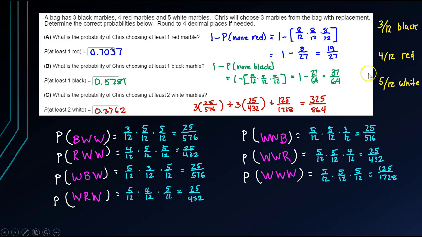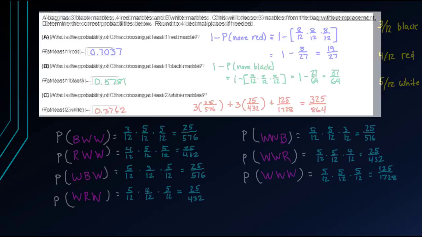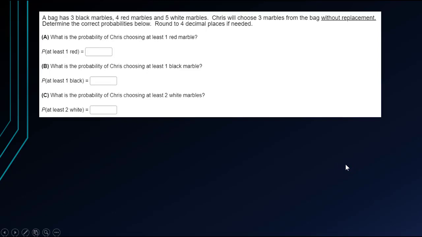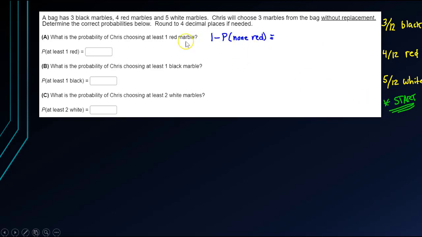Now, in the next instance, we're going to do this without replacement. So exact same situation. On the first draw, these are what the probabilities are, but what happens on the second draw gets a little bit more problematic. We're not replacing it. We're not putting the marble back after we look at it. So it's still easiest to find the probability of at least 1 red marble by doing 1 minus the probability that none are red.